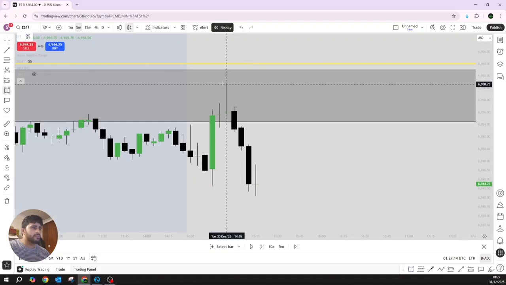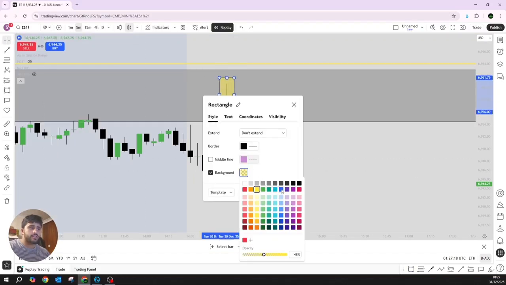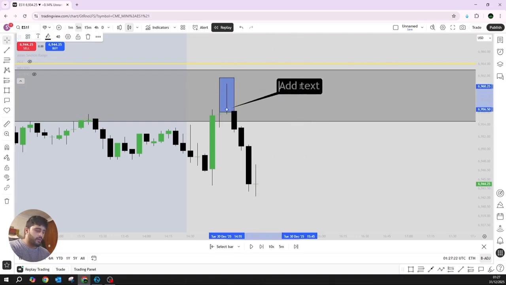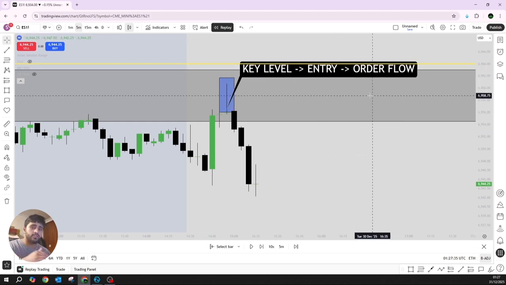When you're trading the lower time frames, you must have your key levels defined. After you have your key levels defined, I'm following this basic formula. Key level, entry, and then order flow. This is the only three things you need to be successful as a lower time frame trader.